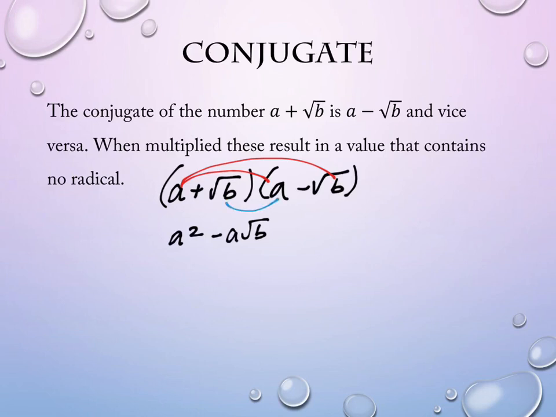So I'm going to multiply the square root of b times a. That's positive a square root b. And I'm going to multiply the last terms together, which is negative square root of b times square root of b. What happens with the two that are in the middle? What's that? They do combine. What do they specifically combine to?